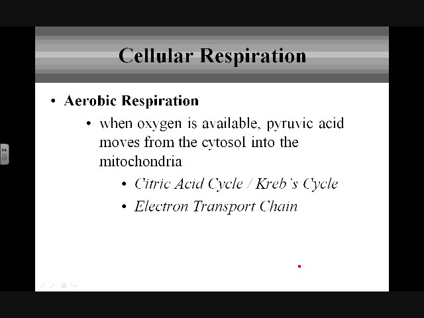So let's talk about that aerobic cellular respiration. We know that aerobic is for when there is oxygen, and in this case, what happens is that the pyruvic acid, the pyruvate, is going to move into the mitochondria. So mitochondria is where the majority of all of that energy is going to be generated. The two steps that are going to occur there are the citric acid cycle, or Krebs cycle, and the electron transport chain.